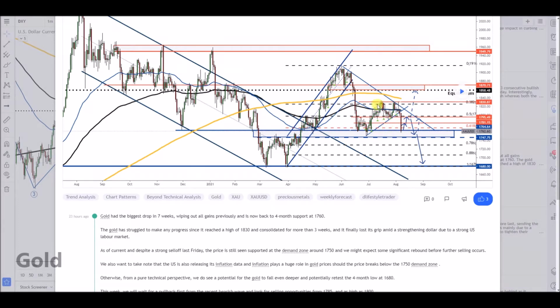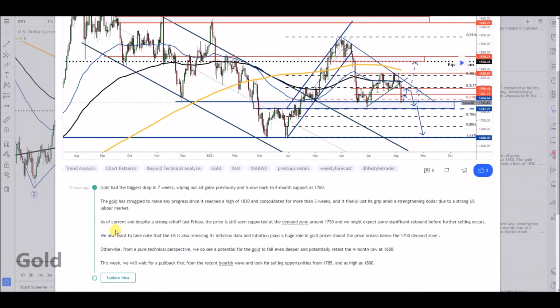Alright, so we have seen that the gold has been ranging for quite a long time right here, and finally, after multiple tests of the resistance at 1830, it lost its grip as the US dollar strengthened due to a strong, robust labor market in the US. As of current, despite a strong sell-off last Friday, the price is still seeing support at the demand zone around 1750, and we might expect a significant rebound before further selling occurs.